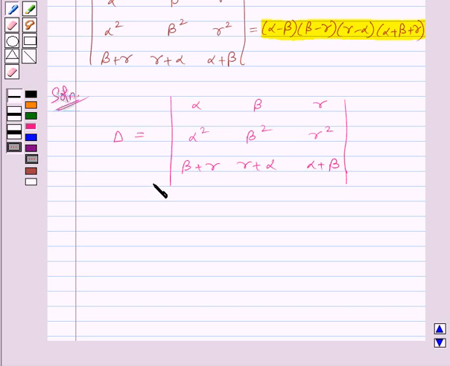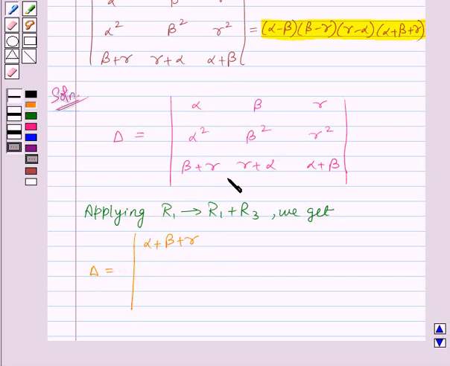Now first of all, let us apply the operation R1 changes to R1 plus R3. So applying R1 changes to R1 plus R3, we get delta is equal to the determinant of order 3 by 3 with elements alpha plus beta plus gamma, beta plus gamma plus alpha, gamma plus alpha plus beta, alpha square, beta square, gamma square, beta plus gamma, gamma plus alpha, alpha plus beta.